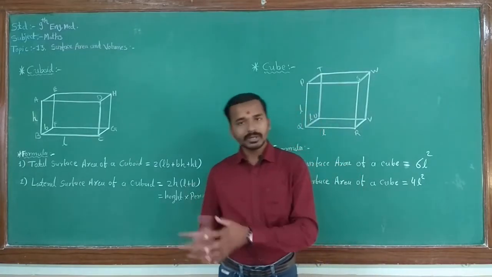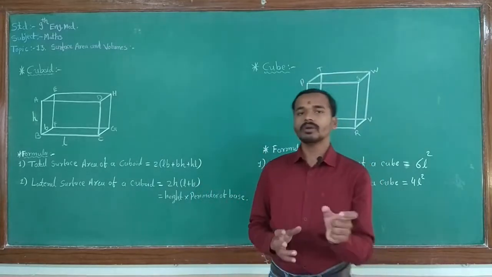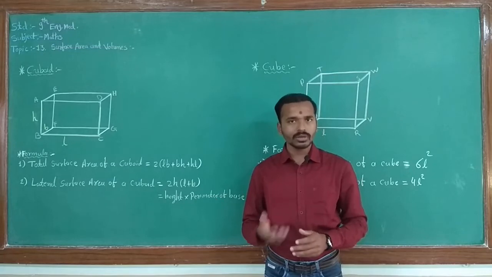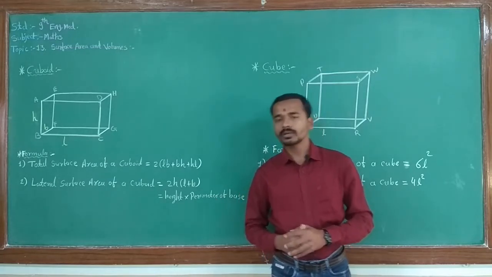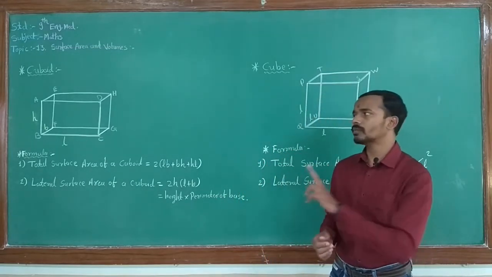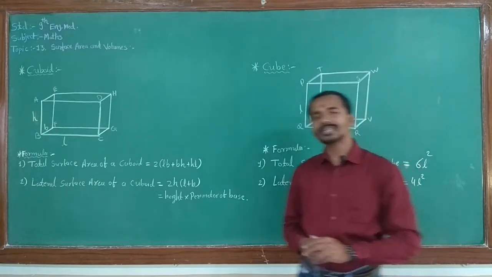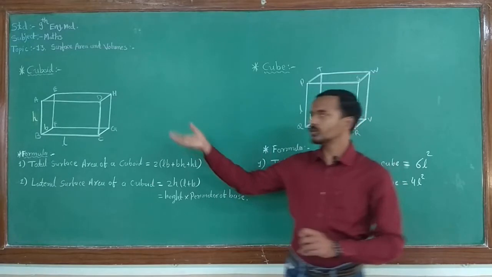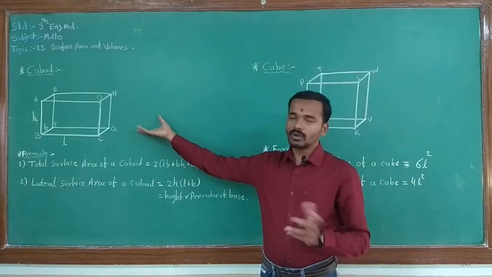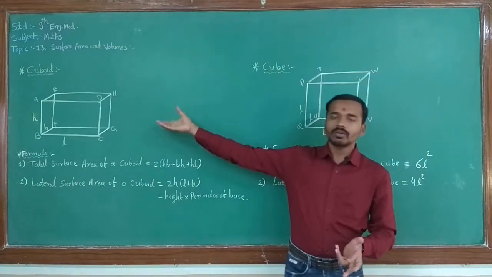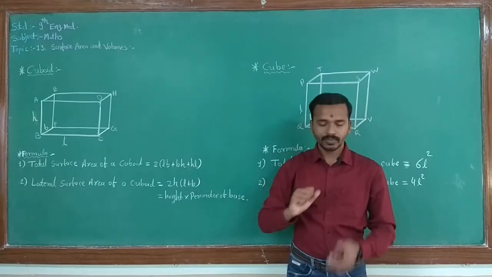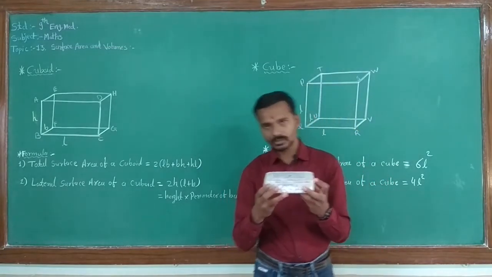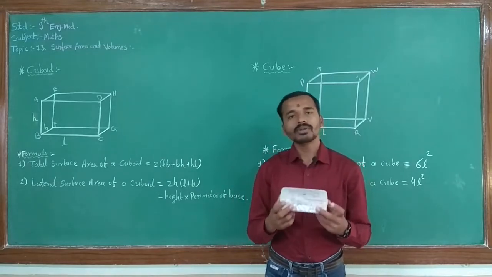But today in this chapter we are going to learn about three-dimensional objects. There are different objects which we are going to learn in this chapter, but today we will be discussing only two objects, that is cuboid and cube. All of you must have seen the shape of a cuboid. If I give you a practical example, suppose you consider this chalk box, then this is an example of a cuboid.